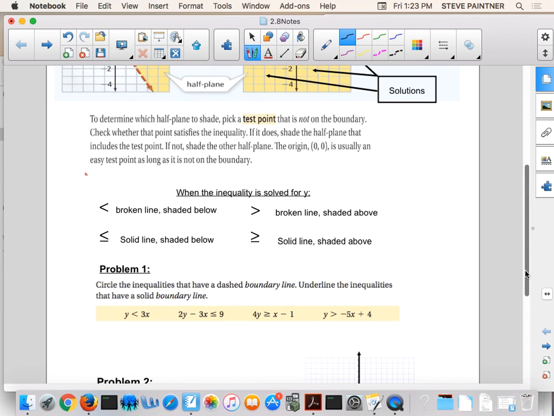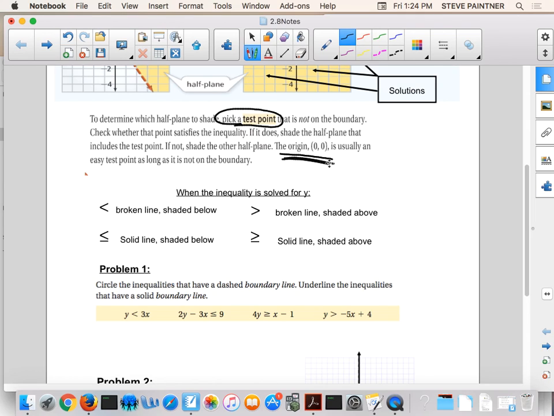To determine which half plane to shade, pick a what point? Test point. That is not on the line, the boundary line. Check whether the point satisfies the inequality. If it does, shade the half plane that includes the test point. If not, shade the other half plane. What is the easiest point to test? 0, 0. The origin, 0, 0, is usually an easy test point as long as it is not on the boundary line. So you can test 0, 0 anytime you want.